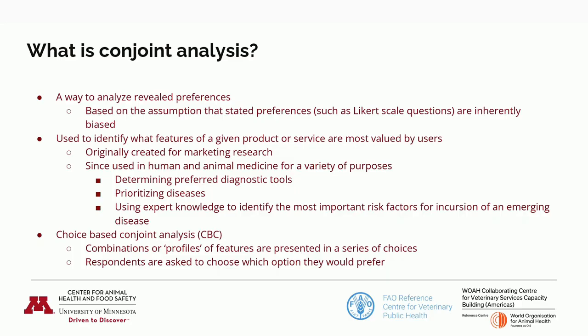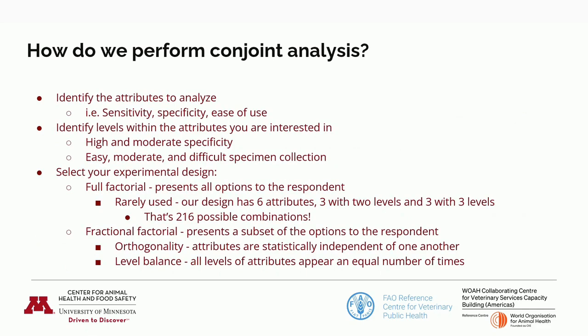As a brief note, there is actually a lot of discussion and disagreement between different fields on what to call this type of analysis. We are calling it conjoint analysis because that is what other people in the veterinary public health field call it, but you might also see it called discrete choice analysis or discrete choice experimentation. So just so you know, the type of analysis is consistent, but what we call it is different.